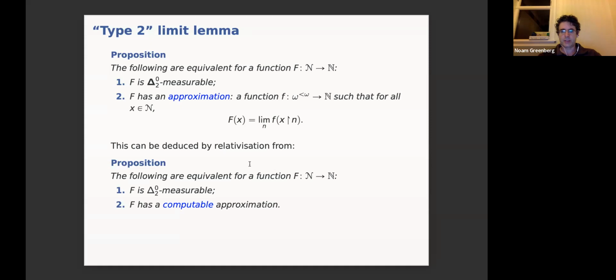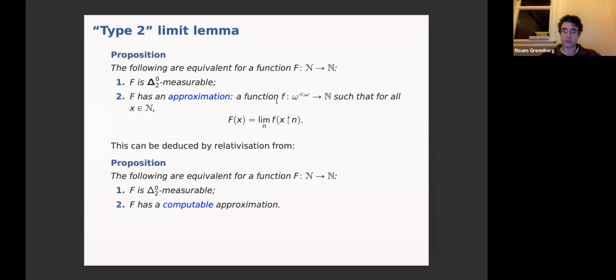A function from Baire space to the natural numbers is boldface Δ^0_2 measurable, in other words, the inverse image of every point is Σ^0_2, equivalently Δ^0_2, if and only if it is approximable, if and only if the value of the function on each real x is determined by an approximation procedure that changes its mind finitely many times.